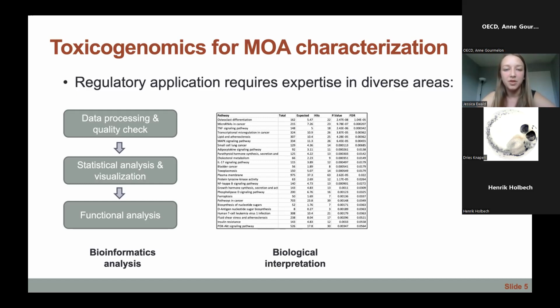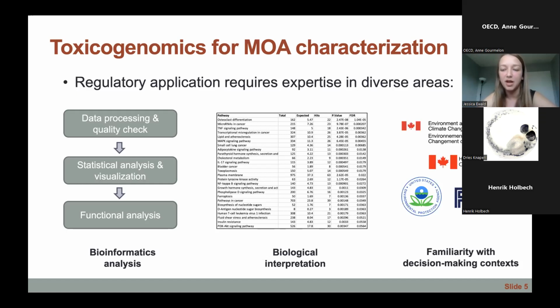And so to really make use of this, one needs to have a very deep understanding of molecular biology, as well as a really good understanding of different mechanisms of toxicity to understand how these things kind of link together. And then finally, to actually apply them, one needs to be familiar with the very specific decision-making context in which it's being applied. And these vary across organizations and countries. And so bringing all of these three things together can be quite difficult.